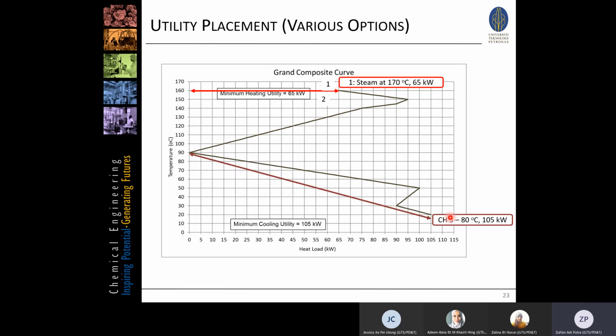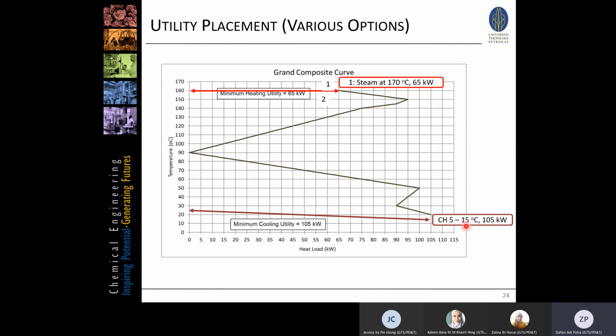So basically, we can have these kinds of configurations. Option 1 is steam at 170 degrees C, 65 kilowatt. Yeah, 170 degrees C. We put it on the grand composite curve, it will become about 160 kilowatt. Or we can have a cooling utility, chilled water from 5 degrees C until 80 degrees C, for example. To get this 105 kilowatt, we can have a different temperature of chilled water, from 5 until 15 degrees C.